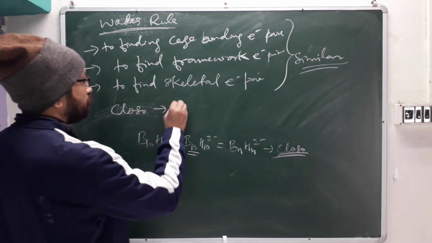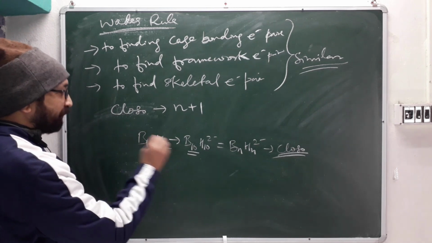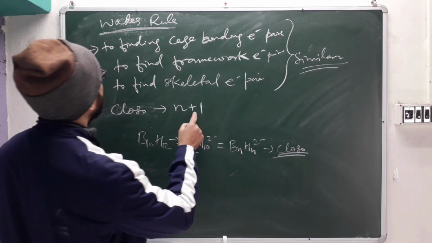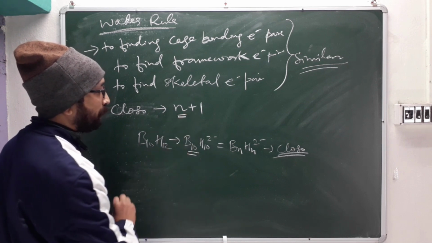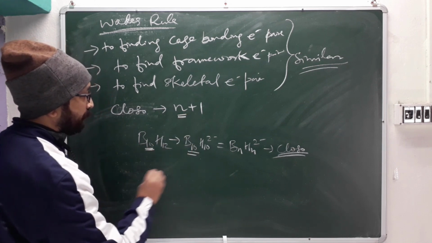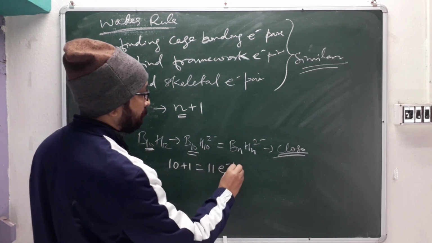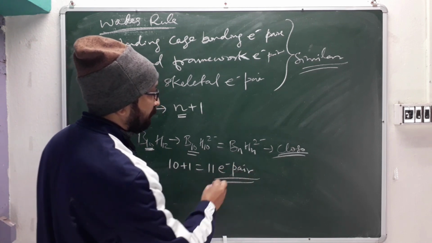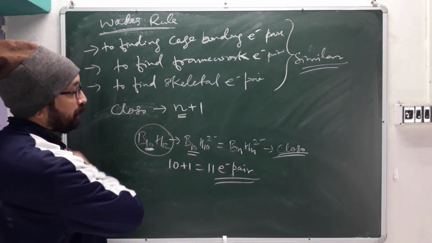If it is closo, just do n plus 1. For this question, how will you find the cage bonding electron pair? So n plus 1, what is n? n is the number of boron, right? What is the number of boron? 10. So here it will be 10 plus 1, so it will be 11 electron pair. Total 11 electron pair is present in this particular structure.